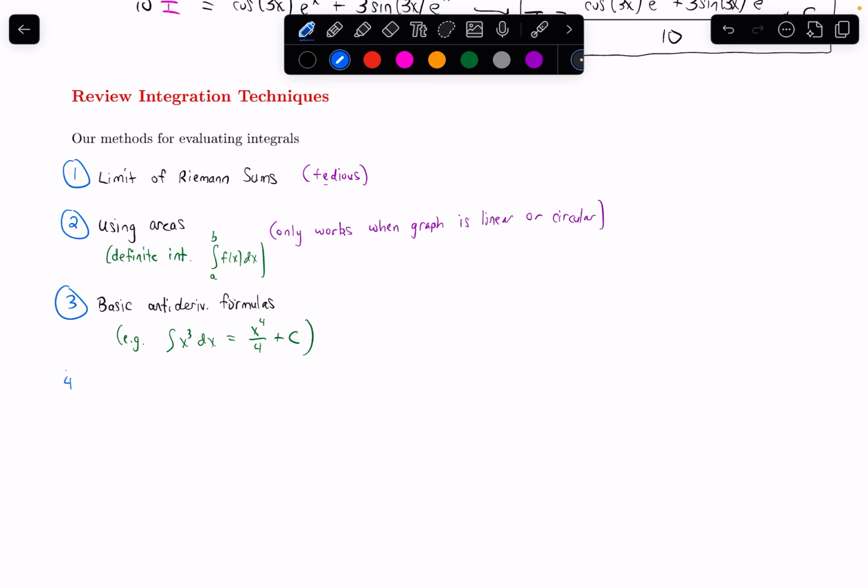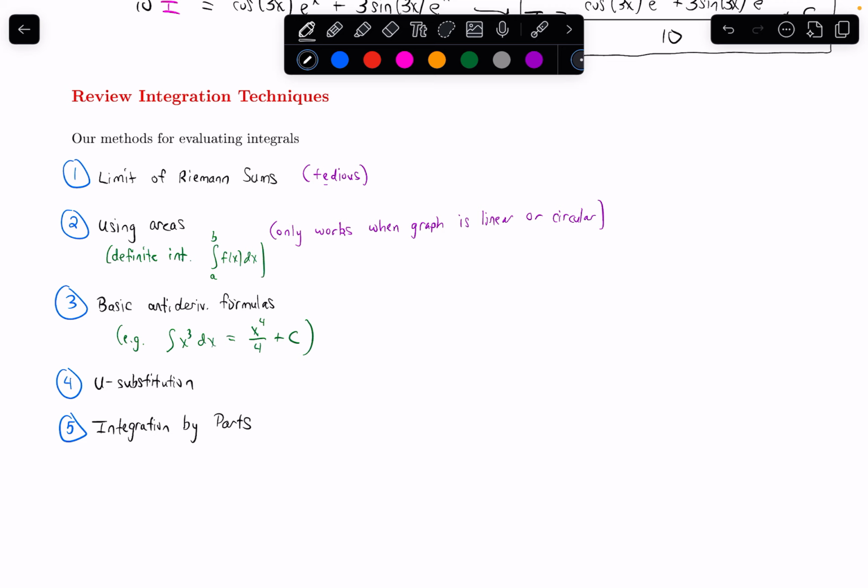Then after that, we learned U substitution. So there were some types of functions where our basic antiderivative formulas weren't going to cut it, and we needed a more sophisticated technique, and that was U substitution. And in this section, the method that we've learned about is integration by parts. Okay. So integration by parts. So this is just recapping the methods that we've seen so far.